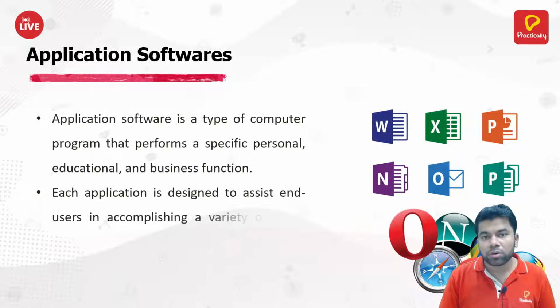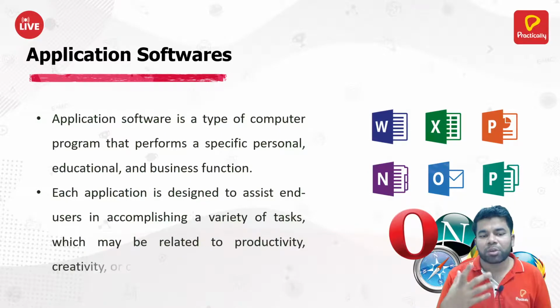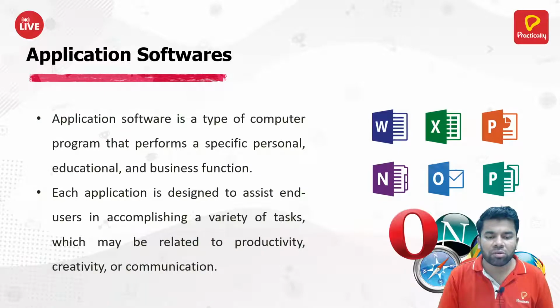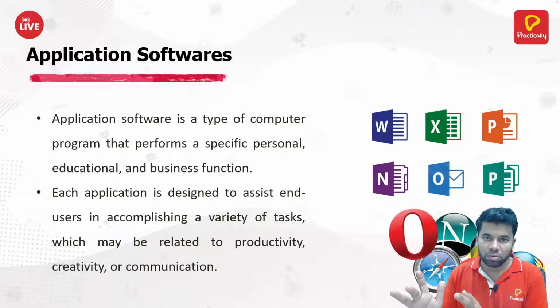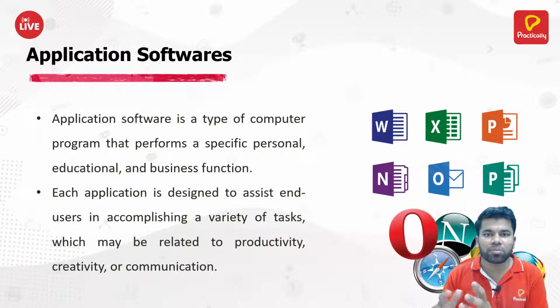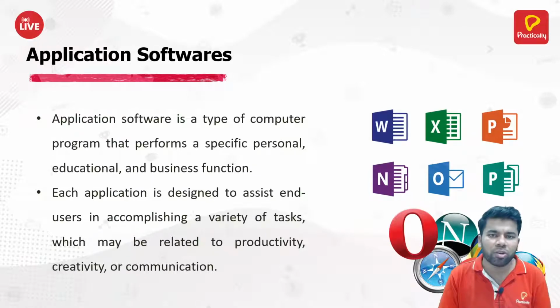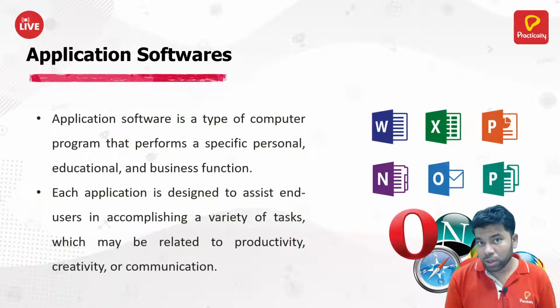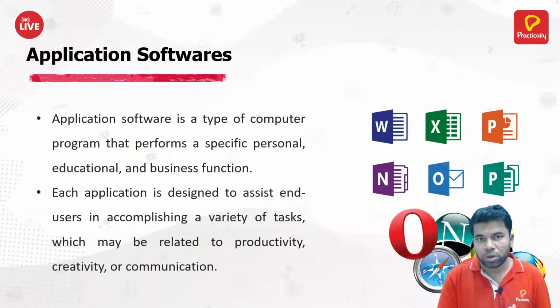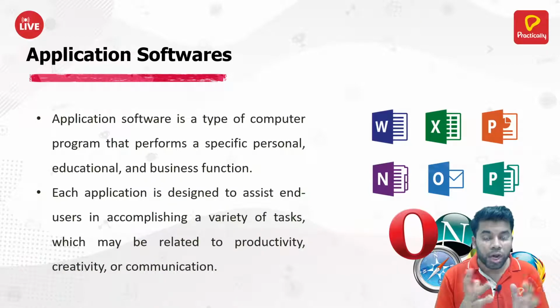So it is used for performing various work, like personal work, educational work, business functions. Each and every application is designed for a specific purpose. That specific purpose may be for education, maybe for GPS. These are all examples of application software only. Application software is also written in programming language code, like C, C++, Java, Python, Android. All these programming languages may be used to write the code for application software.